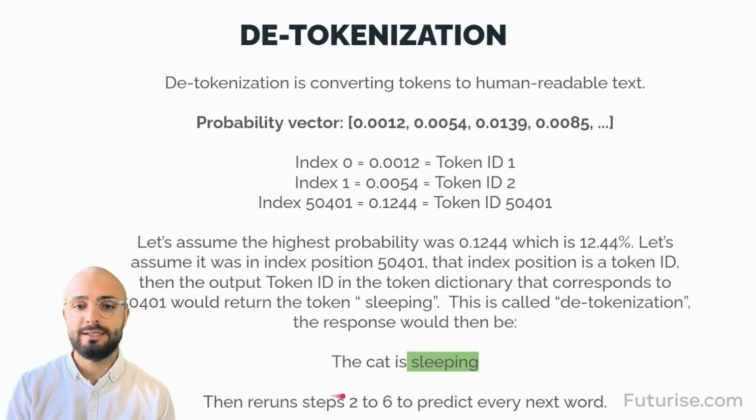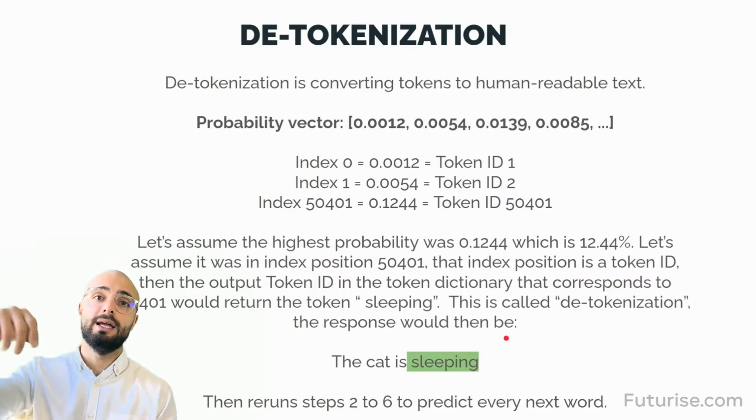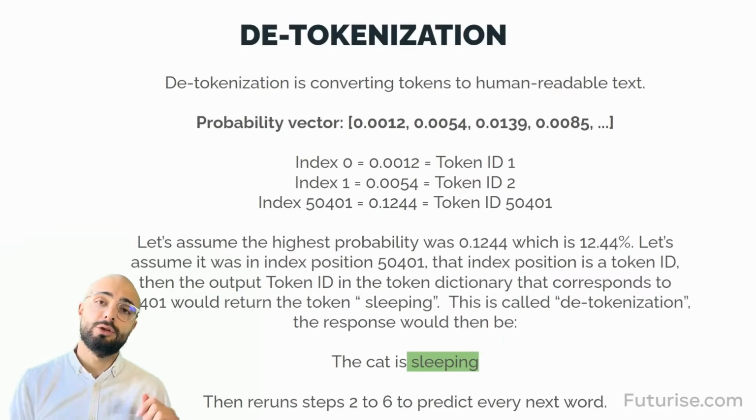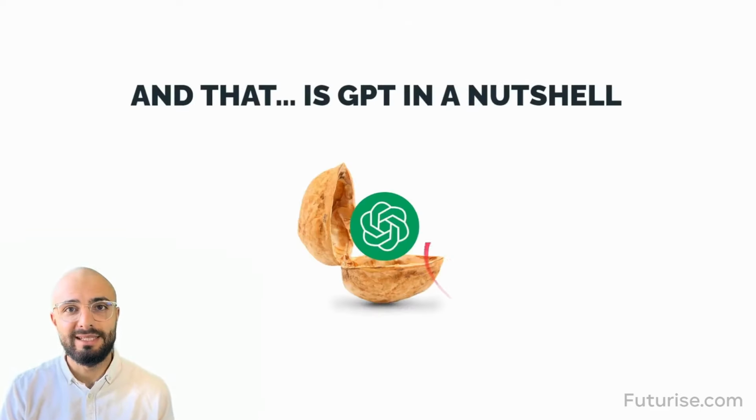And then this reruns steps 2 to 6 to predict every next word. So what it will then do, it'll take this whole input and run it through the transformer again, and it'll then predict the word that comes after that. It'll then take that full sentence, run it through the transformer again, and predict the next word. And that is GPT in a nutshell.